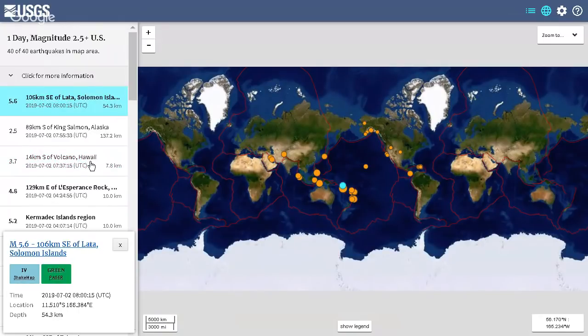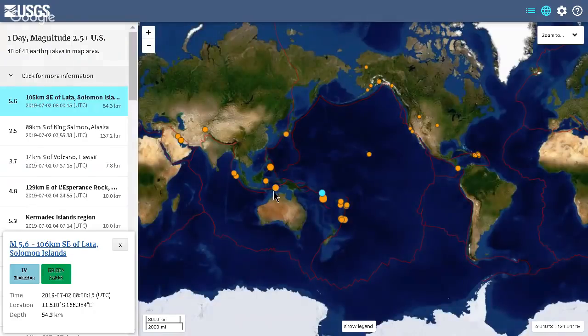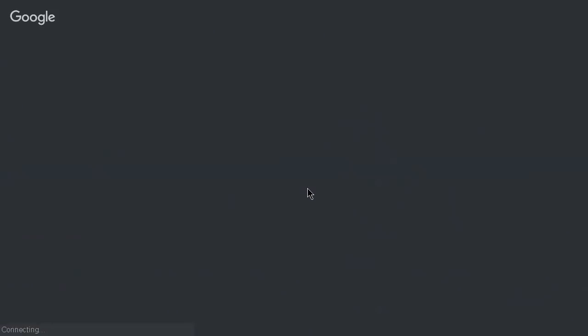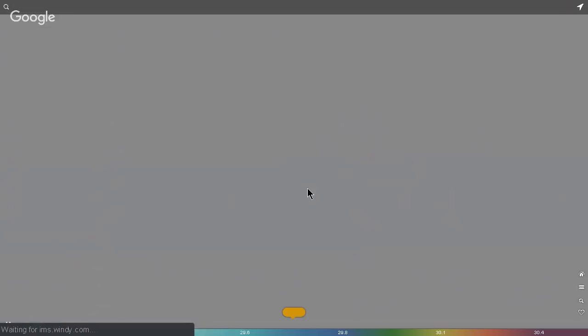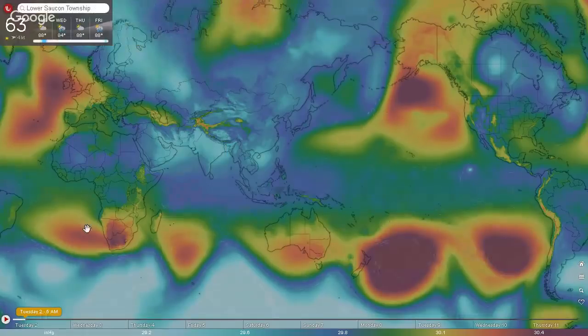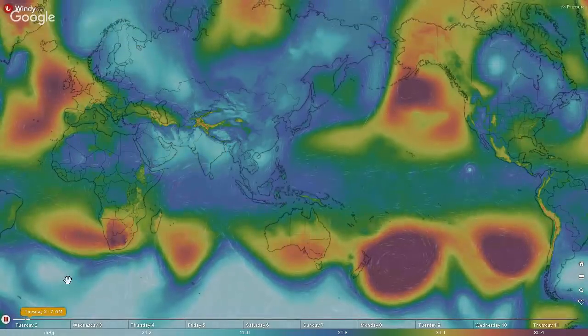And lastly, a 5.6, only about an hour ago, at the Solomon Islands. So heads up Oceania, this whole area north of Australia and east of Australia are the danger zone for larger surface quakes, as there have been a series of deep quakes. Here's the pressure map. We'll let this play through.